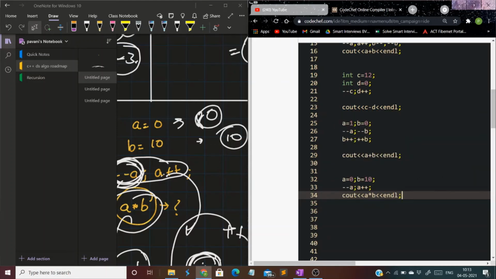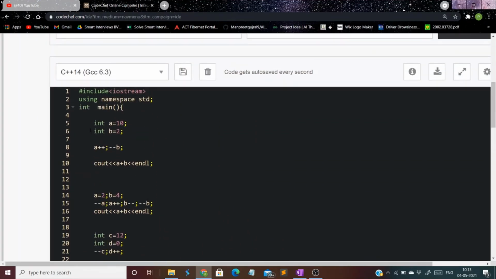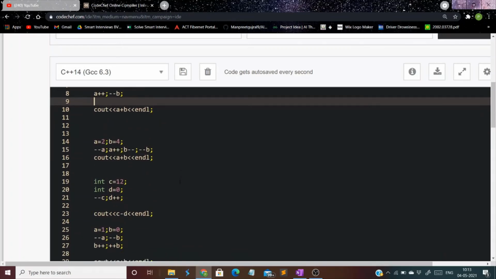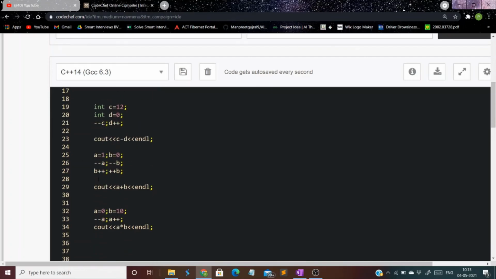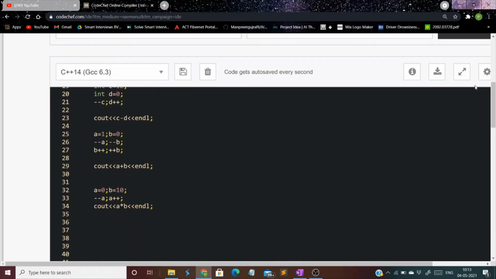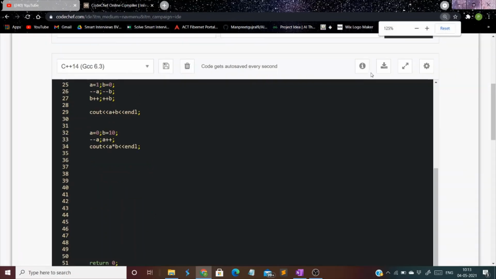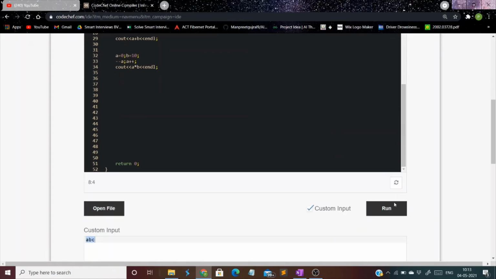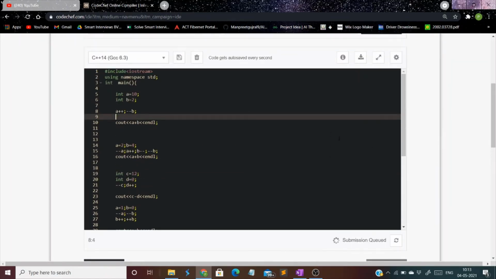Yeah, this is the code, and let's check it. int a equal to 0, int b equal to 2, int c equal to 12, int d equal to 0, cout. Yeah, I think there are no errors. Let's run the code and see what the output is.